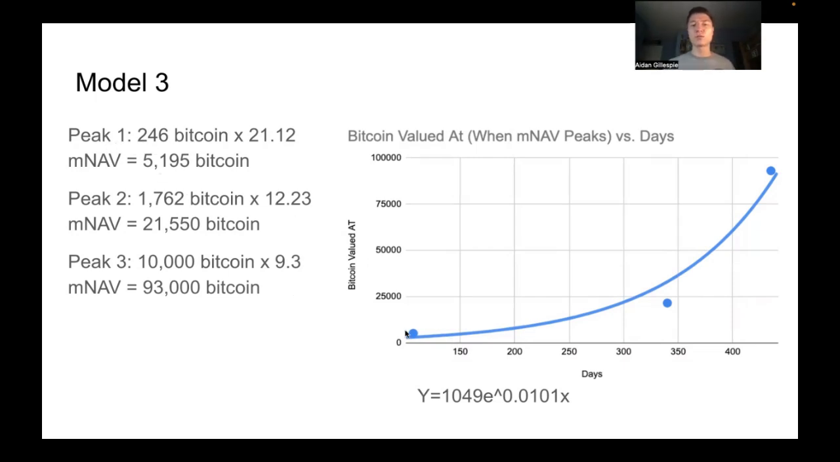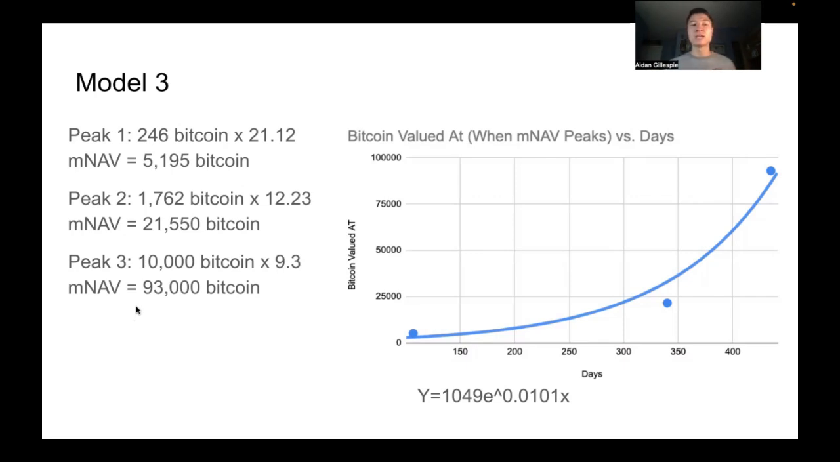So peak number one, right over here on the left part of the graph, Metaplanet at that time had 246 Bitcoin. They were trading at an MNAV of just over 21, so they were essentially being valued at 5,195 Bitcoin. Peak number two on the graph, right over here, Metaplanet had 1,762 Bitcoin, and they were trading at a 12.23 MNAV. So they were essentially being worth 21,500 Bitcoin. And then peak number three, at the far right of the graph, Metaplanet had 10,000 Bitcoin and traded at a 9.3 MNAV. So they were essentially being worth 93,000 Bitcoin.